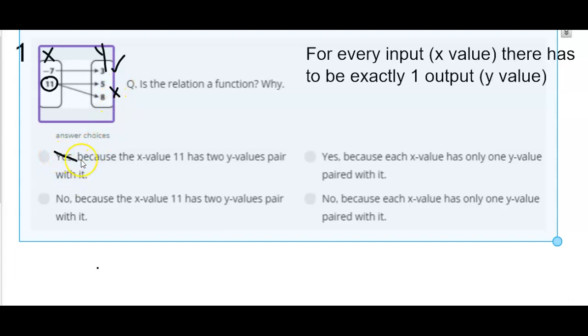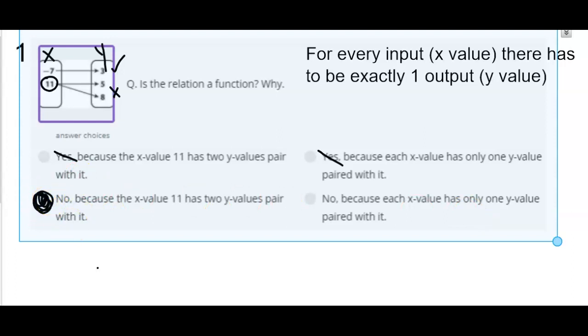So we can eliminate anything that says yes. No, because the x value 11 has two y values paired with it, or no, because the x value has only one y value. If the x value only had one y value, that would be a function. So this one is our answer.